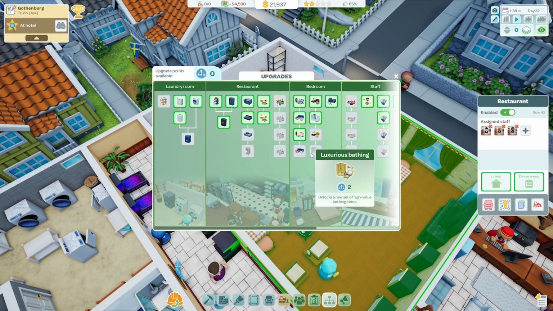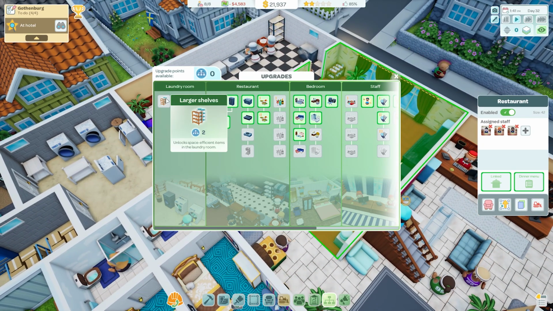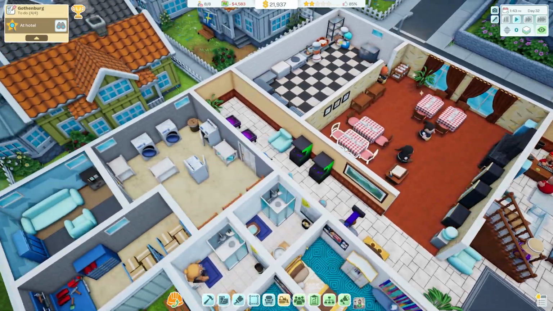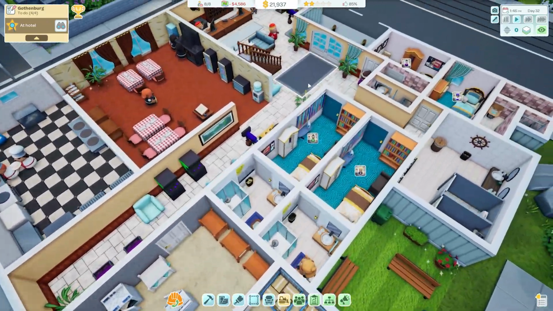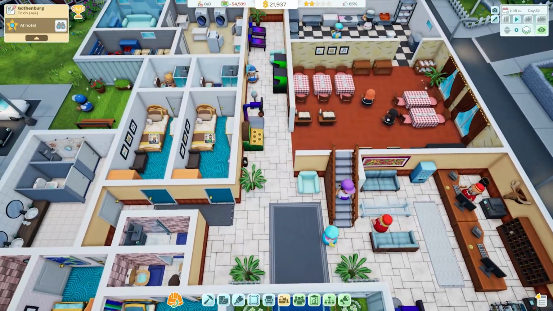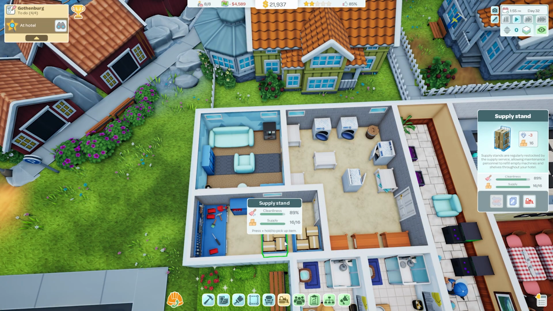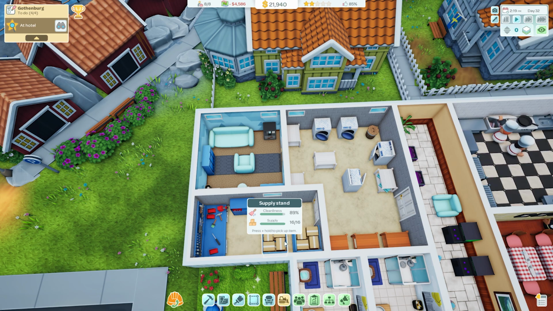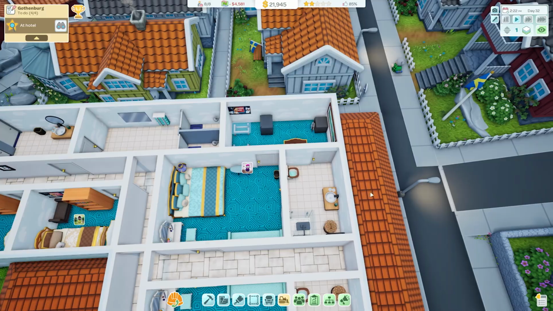Alright, so at this point, we're waiting for upgrade points to come in. I'll probably do the larger shelves then, because clearly we'll need them with the amount of rooms we're getting in. So if the supply stands are here for the maintenance, it's going to take them longer to run from wherever they are in the motel or hotel to the supply stand down here, and then run upstairs. So maybe having a maintenance room upstairs would be good. Heck, maybe even another laundry room? Because at that point, things would get done quicker.